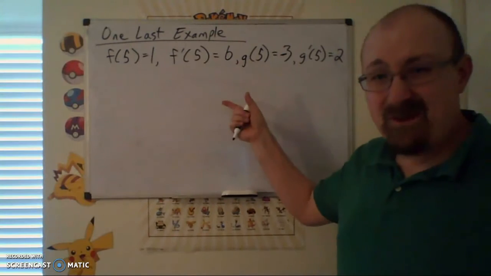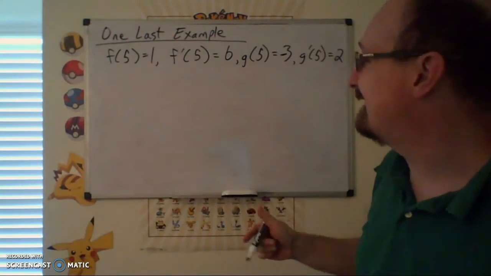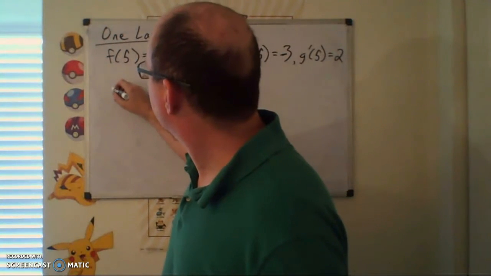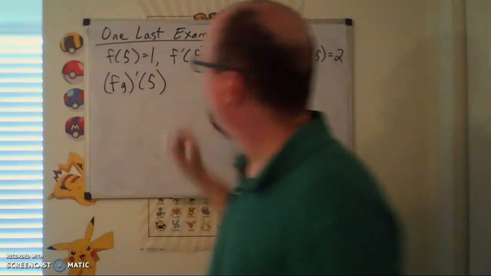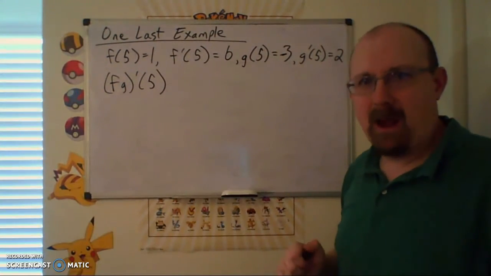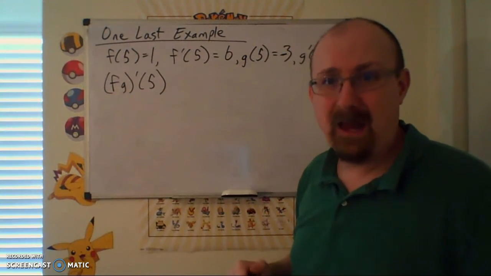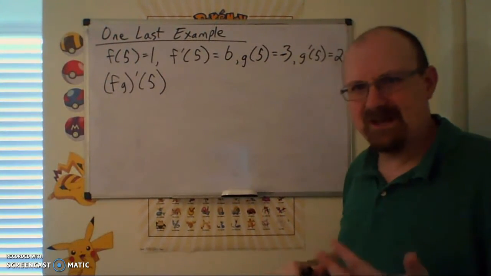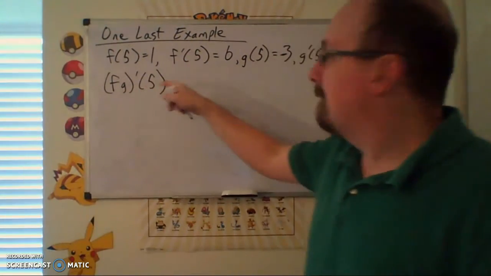Anyway, now we want to work out the values of some derivatives for these things at that same point. So if we had fg prime of 5. Again, fg is just the function you get by multiplying f and g together. We might not have used that notation a bunch, but hopefully it seems intuitive. So fg prime of 5.